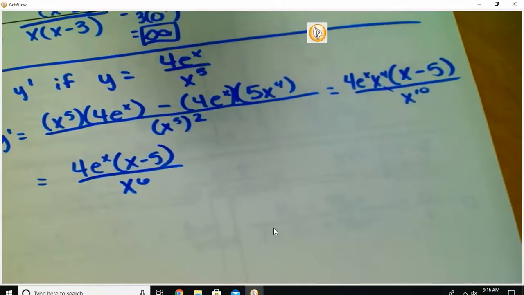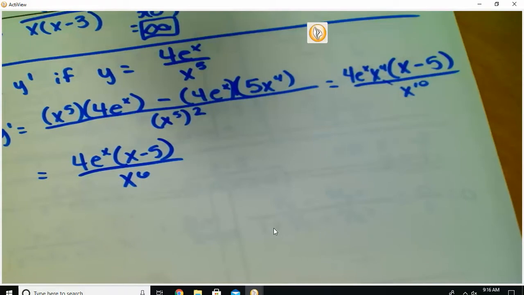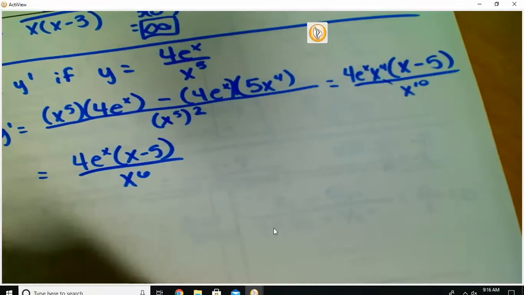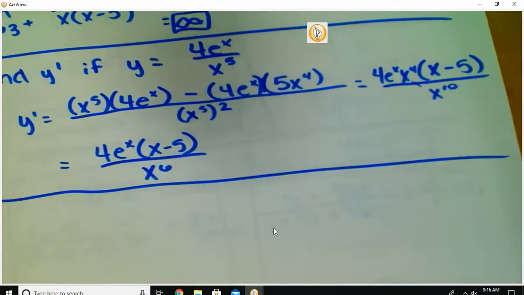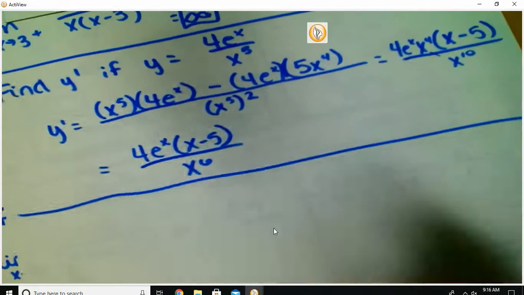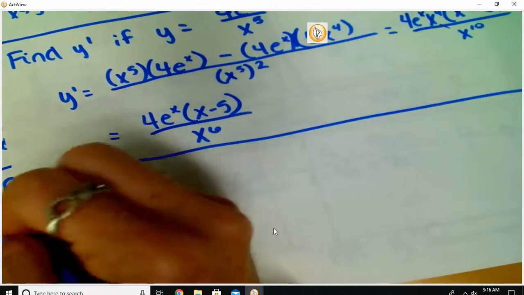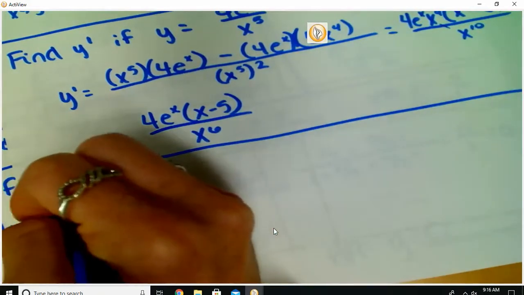So we get 4e to the x times x minus 5 over x to the 6th. Do we need another e to the x problem? Yes? Okay. Why don't you guys do this one?